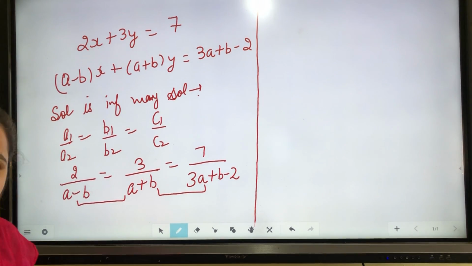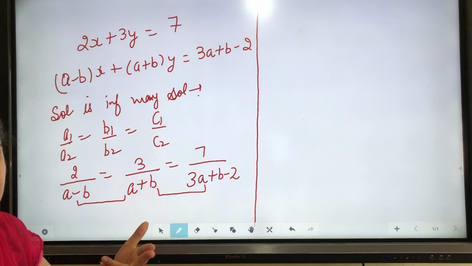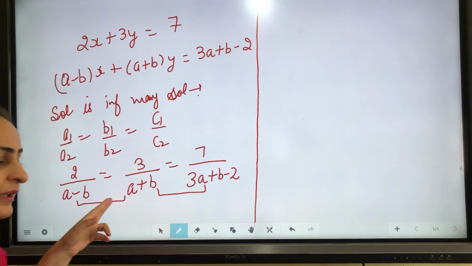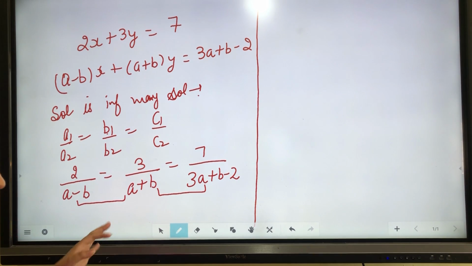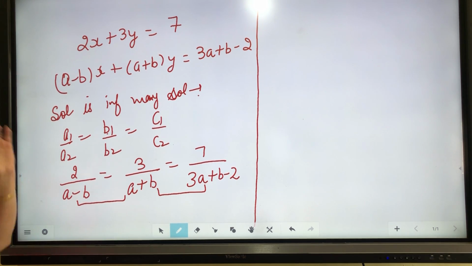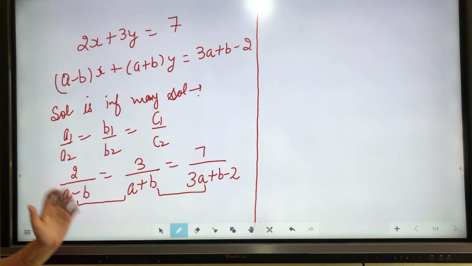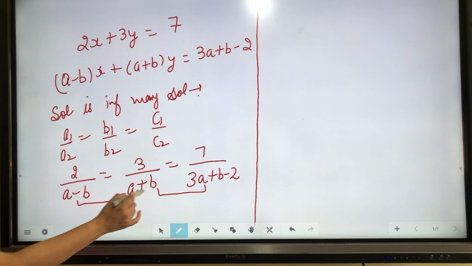If there are two variables, then we have to frame two linear equations. If there is one variable, then we have to frame only one linear equation, and if we have three variables, then we have to frame three linear equations. Here are the two variables a and b, so I am making two linear equations by using such a condition.